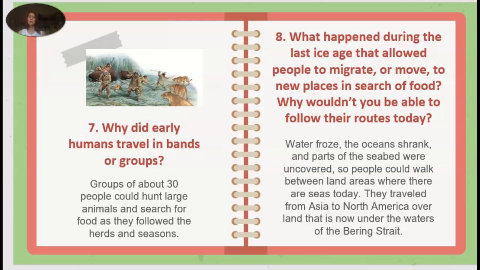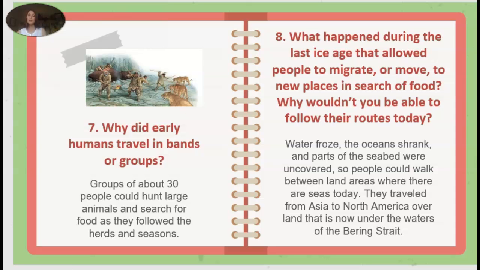So the water froze, the ocean shrank, and parts of the seabed were uncovered, so people could walk between land areas where there are seas today. They traveled from Asia to North America over land that is now under the waters of the Bering Strait. So again, remember these spots that we talk about, where the water is, the water was not there. It was either frozen so they could walk across, or it was uncovered so they would be able to walk directly across, rather than swimming or having to cross that big area when they didn't have boats. They didn't have ships that were invented yet.